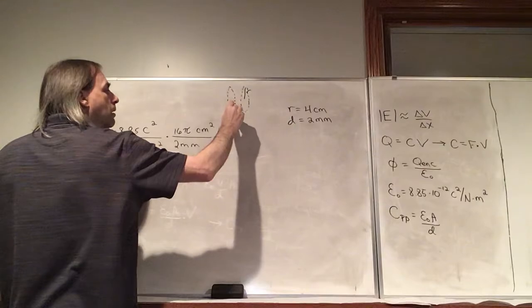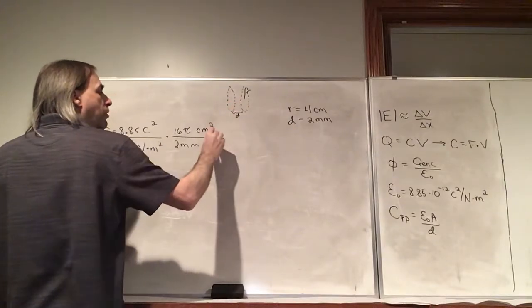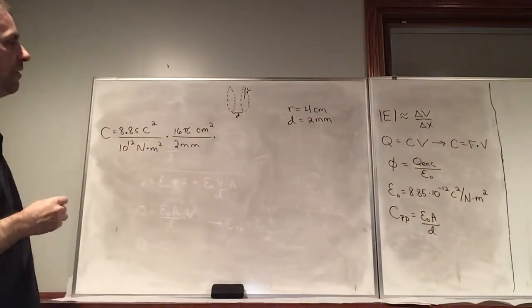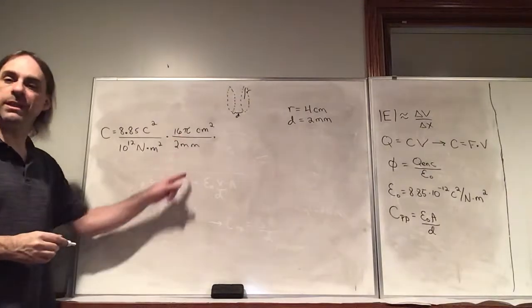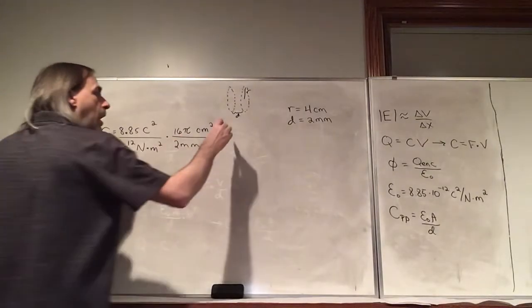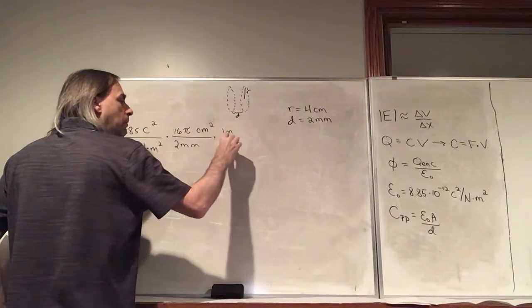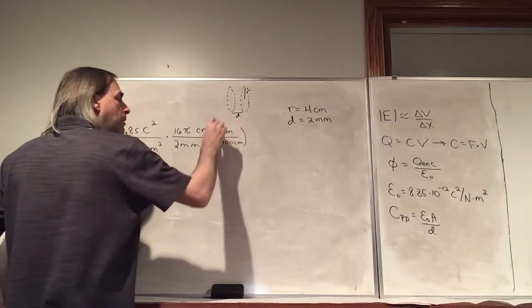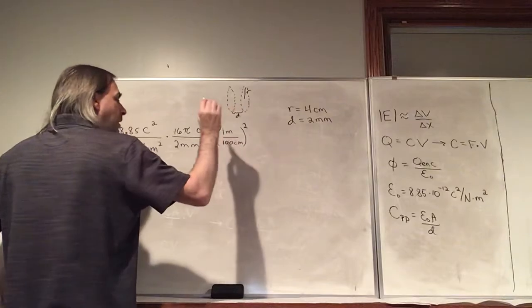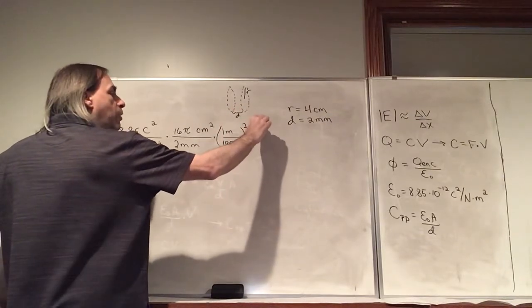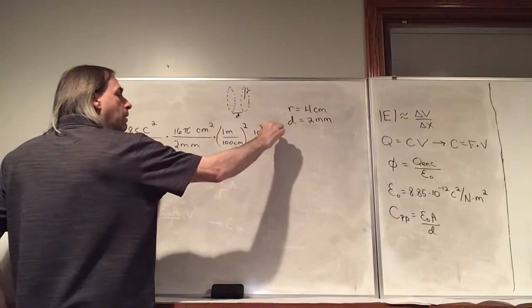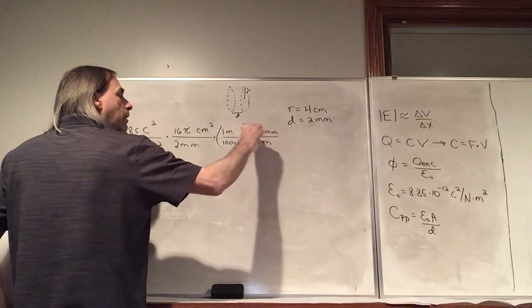Radius r, separation d. Okay, so the first thing we want to take care of, we've got centimeters and meters. Let's say 1 meter is 100 centimeters, and we square that. We can say there's 1,000 millimeters in a meter.